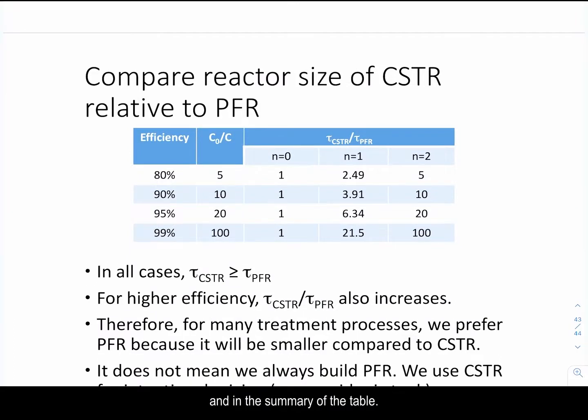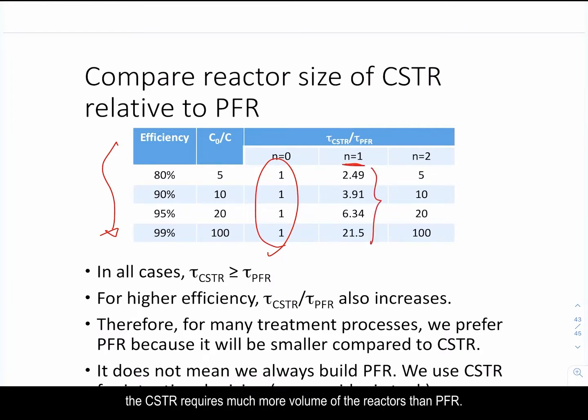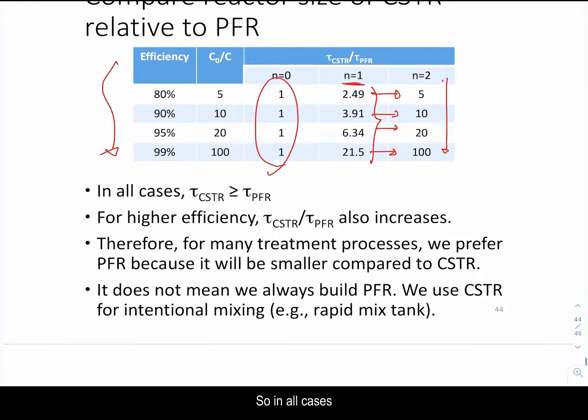And in the summary of the table, 80%, 90%, 95%, 99%, n equals 0, and it's 1, 1, 1, 1. So if the reaction rate order is 0, it doesn't matter whether we use CSTR or PFR. But if it's n equals 1, then you see that the CSTR always requires much more reactor volume than PFR. When n equals 2, that difference becomes even more significant, right? So in all cases, the tau CSTR is always larger than or equal to tau PFR. And for high efficiency, this ratio also increases.